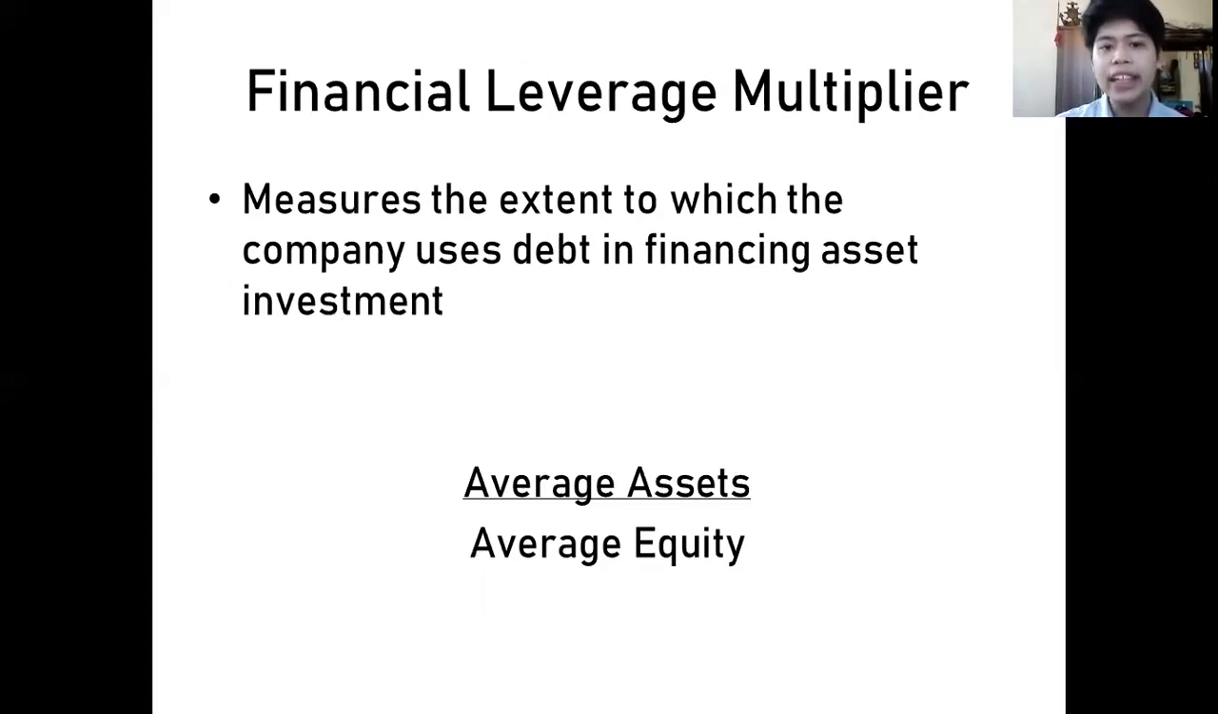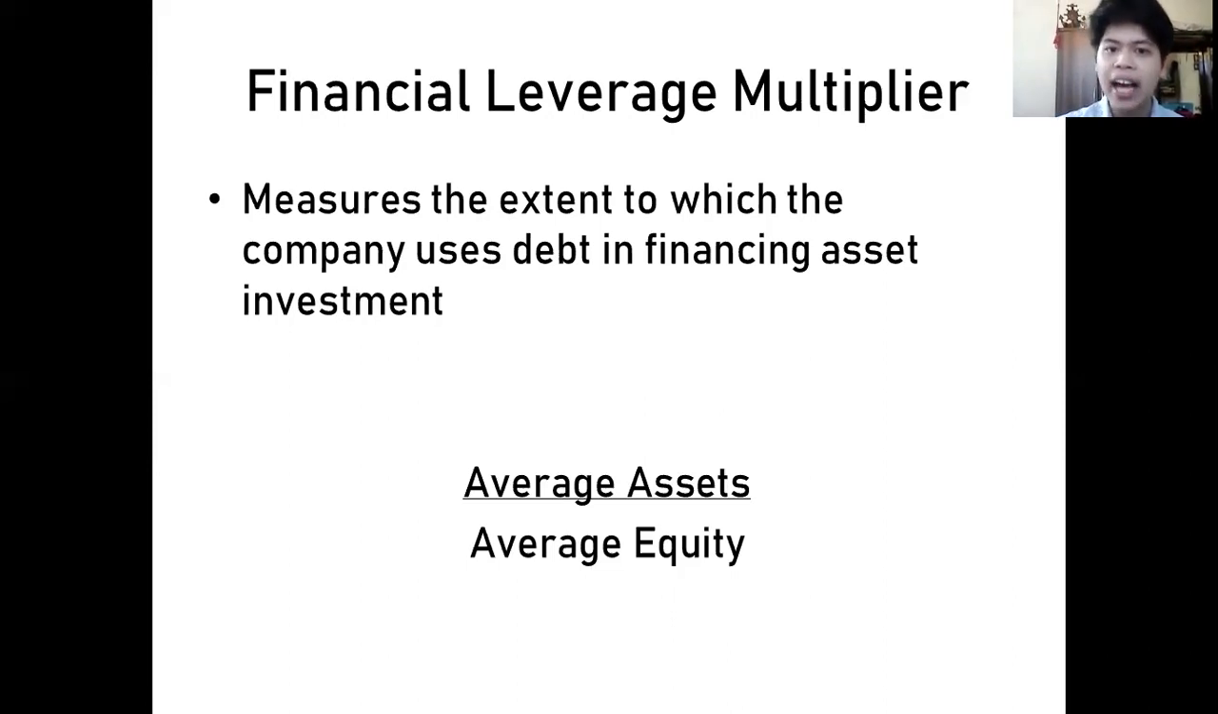Financial leverage multiplier. It measures the extent to which the company uses debt in financing asset investment. So the formula here is average assets divided by average equity. Ano yung implication kung mababa yung makukuha natin sa financial leverage multiplier?